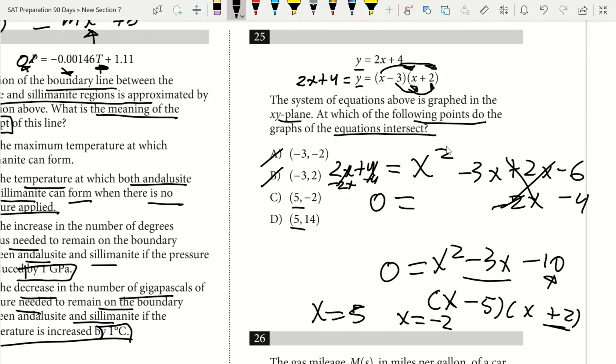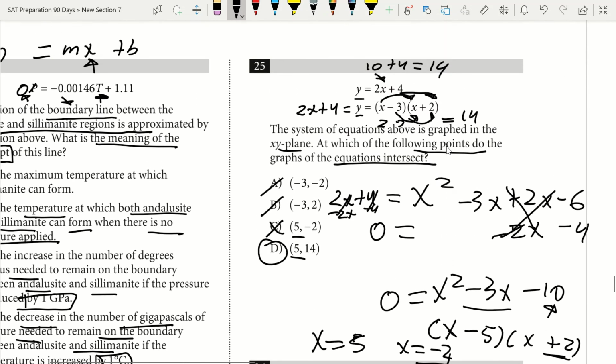So I plug in 5. 5 times 2 gives me 10. 10 plus 4 gives me 14. I know that's going to have to be my answer because my other option isn't even included here. So 5 and 14 would have to be my answer. I'll show you how that's true by plugging in down here as well. If we plug in 5 right here, we have 5 minus 3, which gives me 2. 5 plus 2 is 7. 2 times 7 also is 14. So the answer there is going to be D.